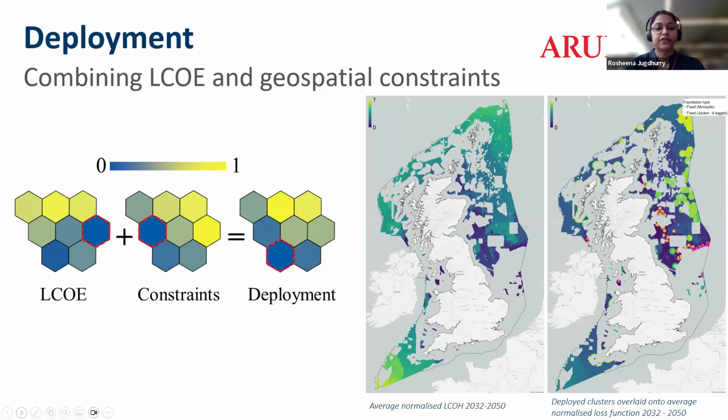This assessment was carried out for a total of 29 1 gigawatt capacity offshore wind and hydrogen projects, with commercial operation dates ranging from 2032 to 2050. So this deployment model identifies year on year the most optimum location for these 1 gigawatt clusters amongst the available cells by selecting the ones with the lowest loss function, and also outputs the most optimal foundation option for these clusters. Next one, please.